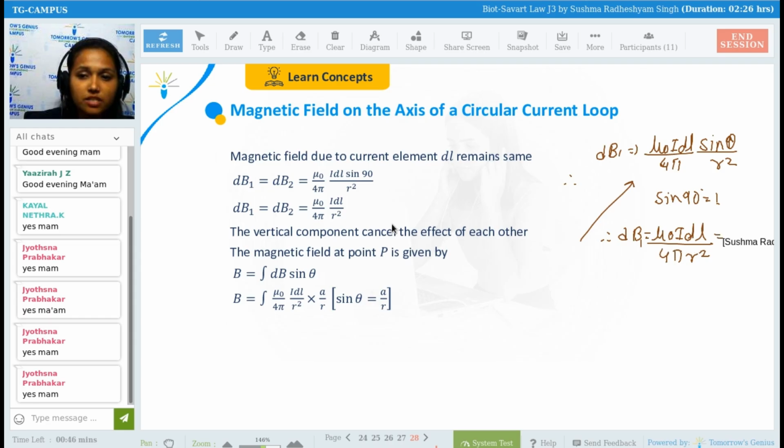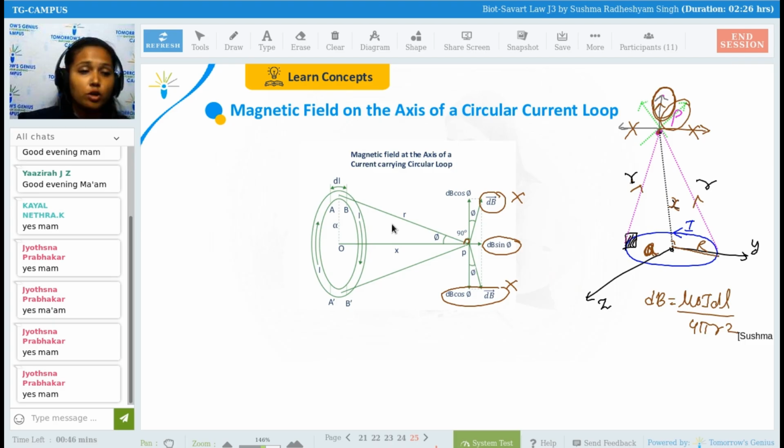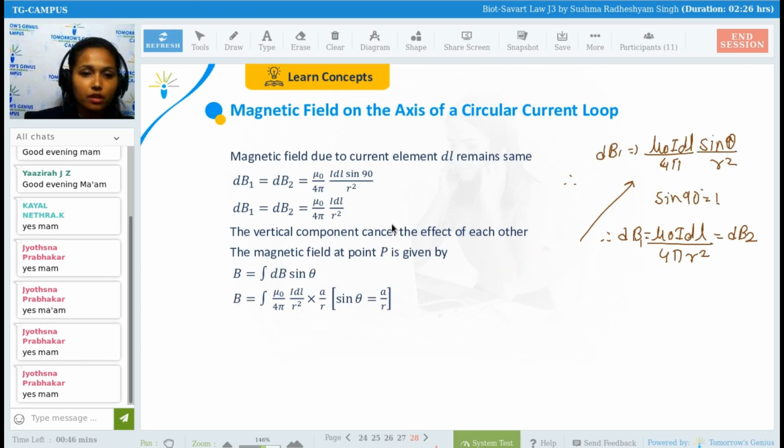This is for dB1 and this is for dB2 also. That means due to this element and due to this element, you get dB as mu naught I dl over 4 pi r square for both, because they are present on opposite sides, but their distances from the circular loop are equal. Now, if we use our sign convention in the Biot-Savart law, we get dB sin theta. So see guys, this is our dB1 and dB2.